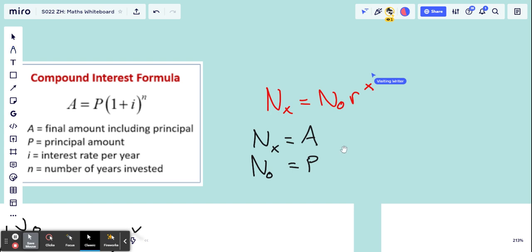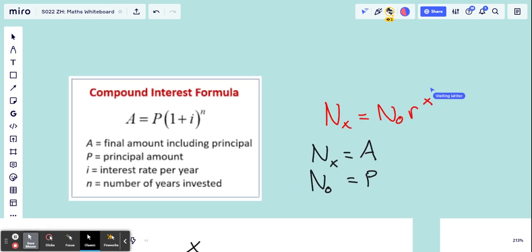So it's the same. The reason it's slightly different in this case is that the I represents the interest that's been made. This is more for money. So A is your final amount, so A is like our N_x. P is the principal amount, so the starting amount, which is like our N_0. I is the interest rate per year.